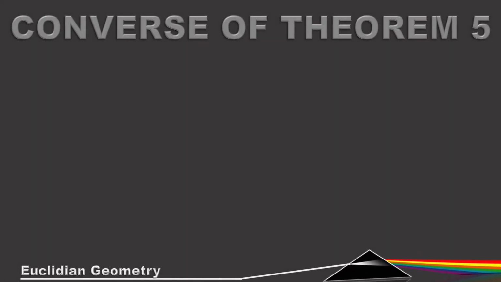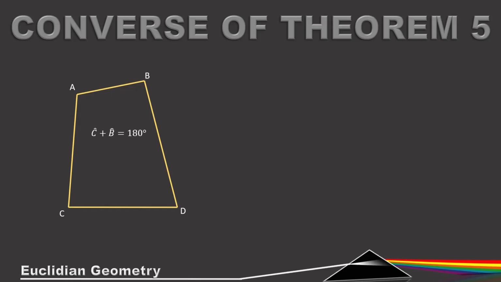Then the converse of theorem 5. Here we only have a quadrilateral. We don't know whether it's cyclic or not, but if it is given that C plus B is 180, so one pair of the opposite angles is supplementary, then obviously the other pair will also be supplementary, because quadrilaterals always add up to 360. But if you only know that at least one of them adds up to 180, then you can say that this must be a cyclic quadrilateral.